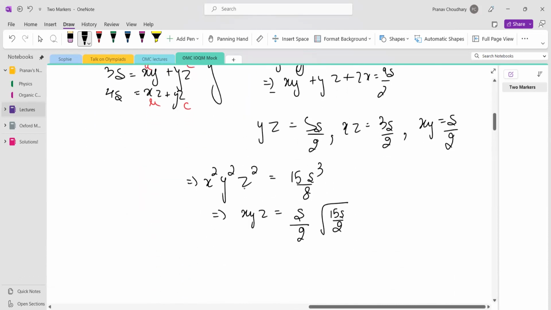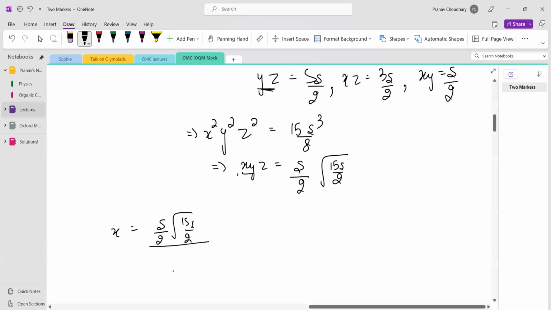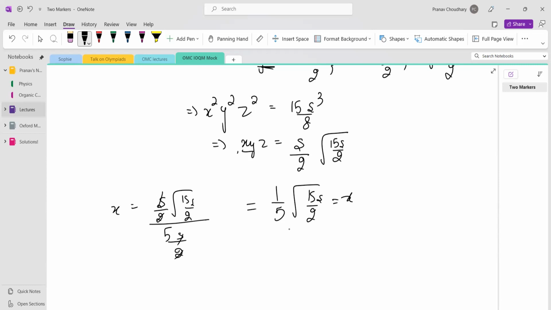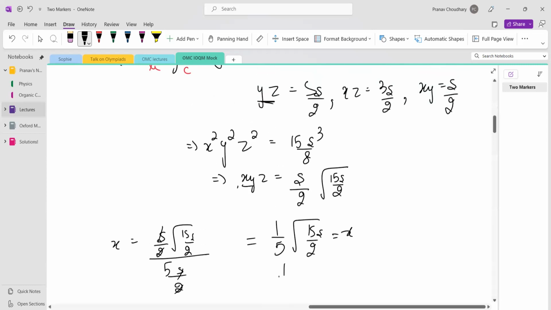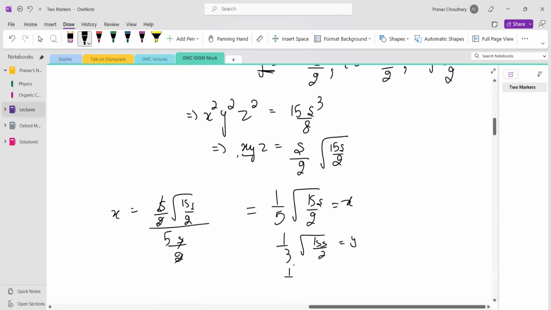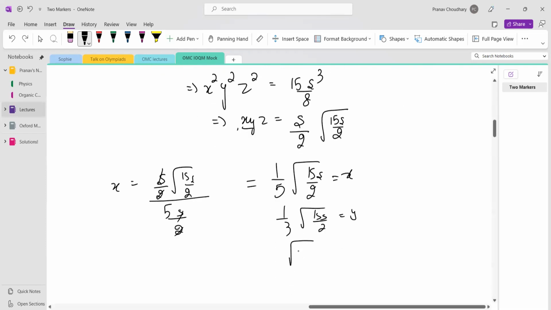Okay, so now we divide this from this. So you get x is s by 2 over 5s by 2. My 5 and s slightly look similar, so bear with that, please. So this would be 1 by 5 under root 15 s by 2 is x. And similarly, you'll get that 1 by 3 under root 15 s by 2 is y, and 1 under root 15 s by 2 is z.